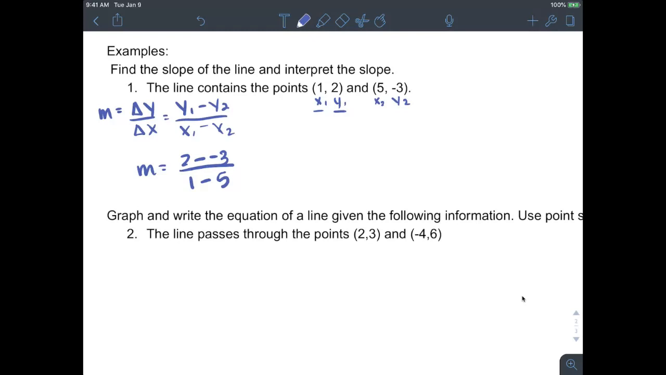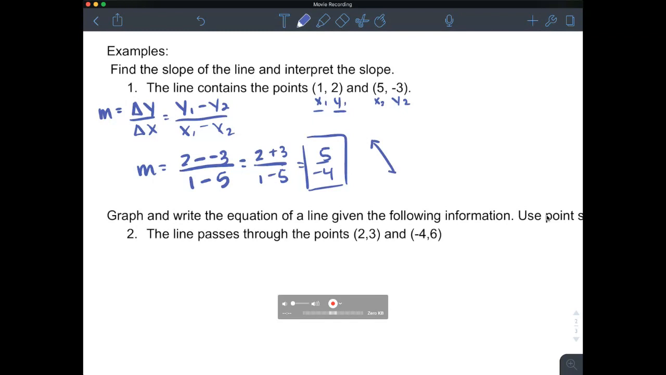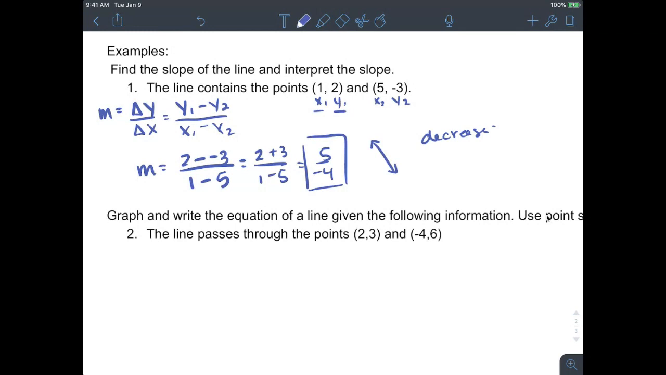Make sure you lead with the same coordinate pair. So 2 minus minus makes a plus, so 2 plus 3 over 1 minus 5, which is 5 over negative 4. Okay, basic student budget. This would mean that the slope is negative. It's decreasing, so it decreases by $5 every 4 days. That's some budgeting right there. Decreasing $5 every 4 days. Okay.